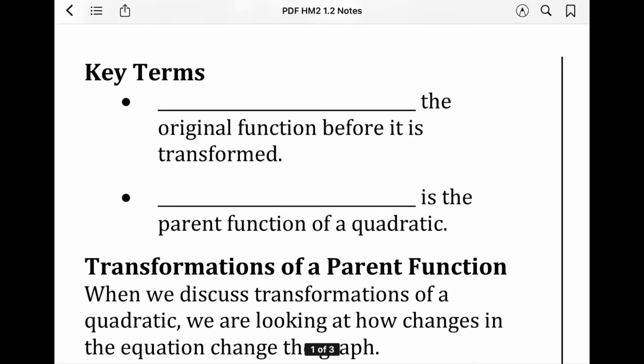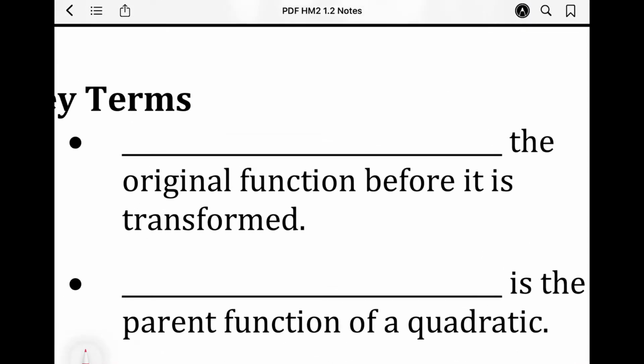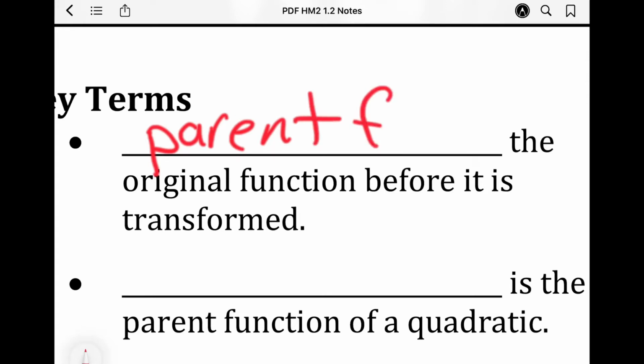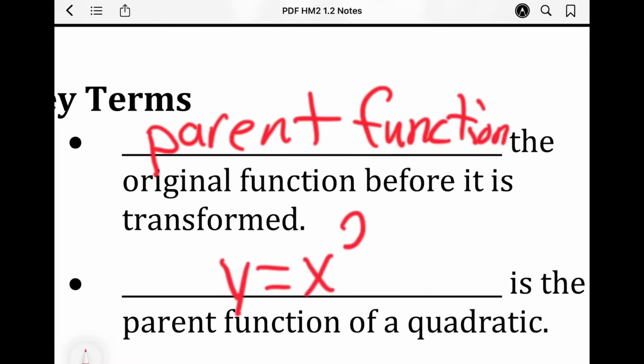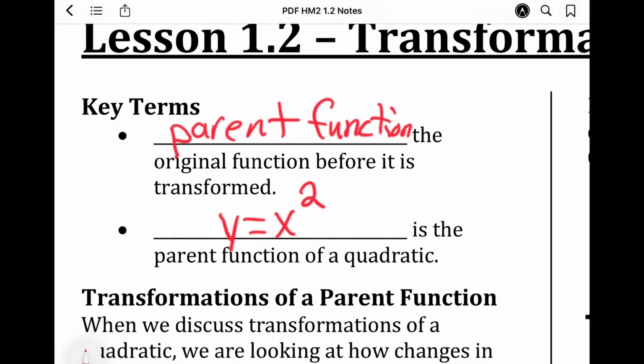So the first thing we want to do is go over some key terms, kind of a review from 1.1. So the parent function: the original function before it is transformed. The parent function is y equals x squared.